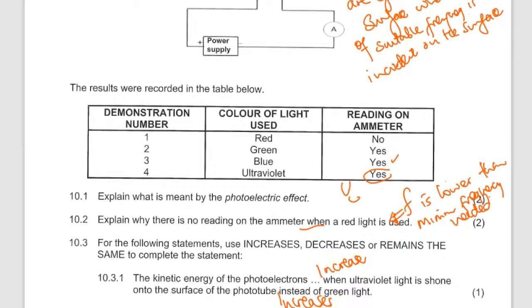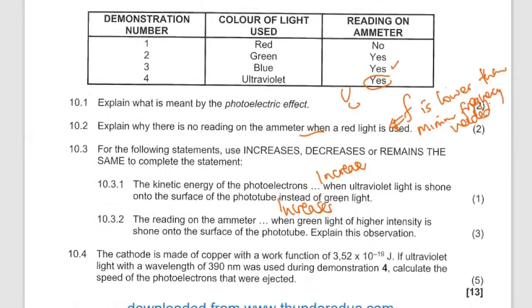We need to explain that. What you need to know is that with intensity, the number of photons, not electrons, will increase per unit time. So if the number of photons increases per unit time, the rate at which they will be striking the metal surface is going to increase. Hence, the number of electrons leaving the surface will also increase.